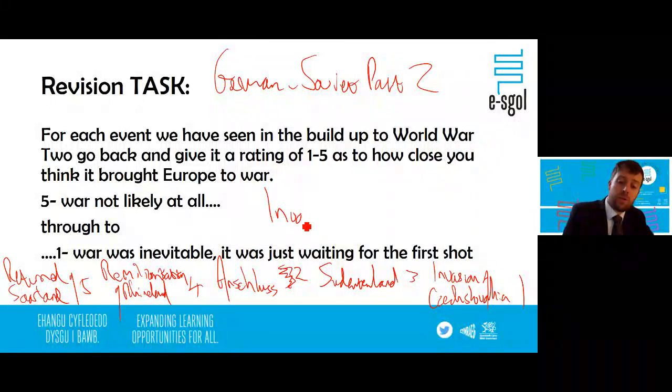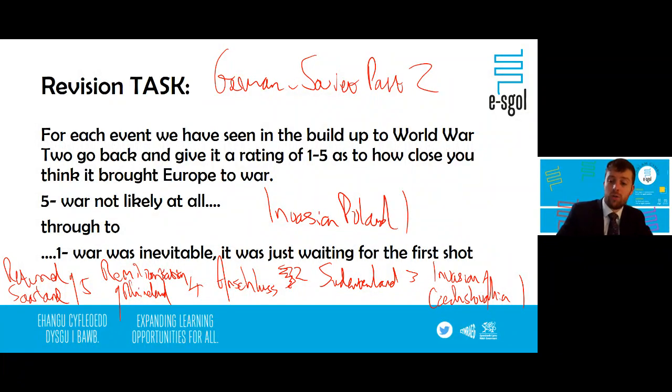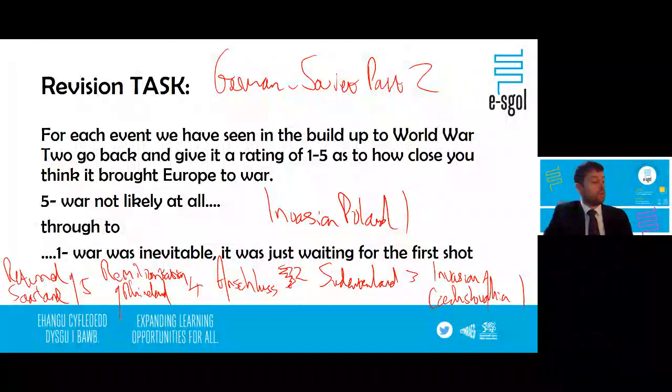Invasion of Poland, though, you can be no clearer. It was a 1, is a 1, or is a 0 if you can get any lower than that, because it was following this that the ultimatum was sent for German soldiers, Nazi soldiers, to leave Poland, and if they didn't, then war would be declared between the 2 powers.